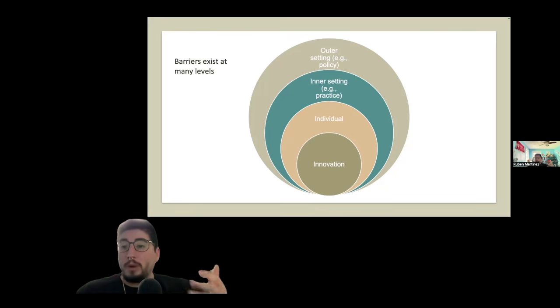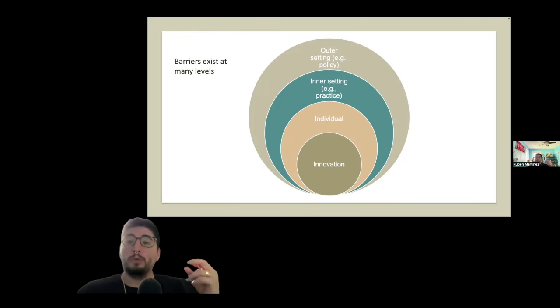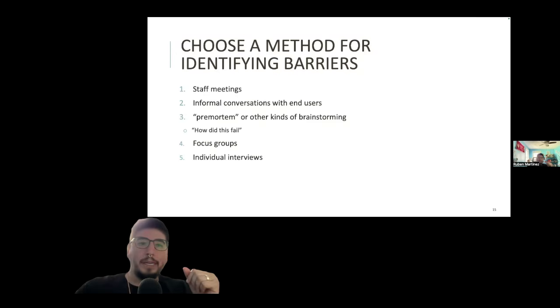But if you have all of these barriers at the outer setting, it becomes really hard because there are certain things you can't control about the outer setting. You can't control how other organizations do their work. You can't control federal policy. You can advocate, of course, but there's nothing you personally can do to change that right now. And so what we try to focus on are the things within our spheres of control that we can influence right now.